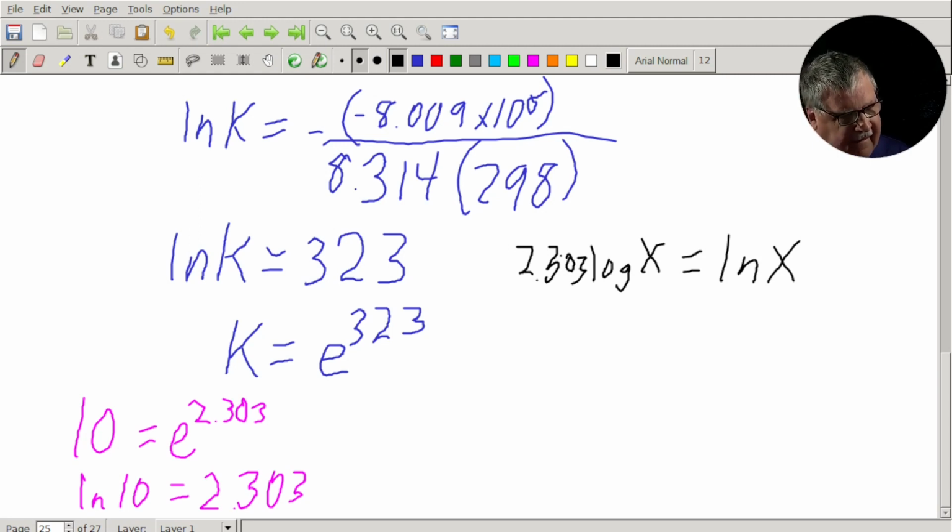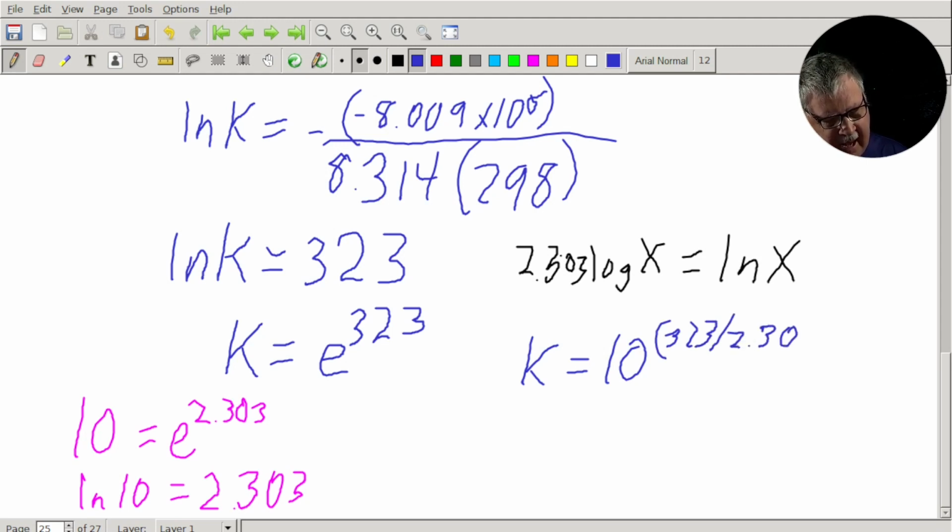So in terms of our K, we could take 10 and raise it to the 323 divided by 2.303 power. Now I'm not going to try raising 10 to that because I already know my calculator can't do that. But I can divide 323 by 2.303. Yeah, 140.